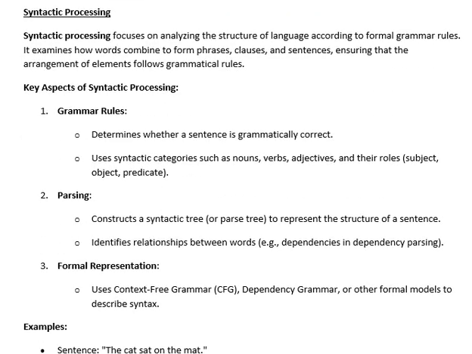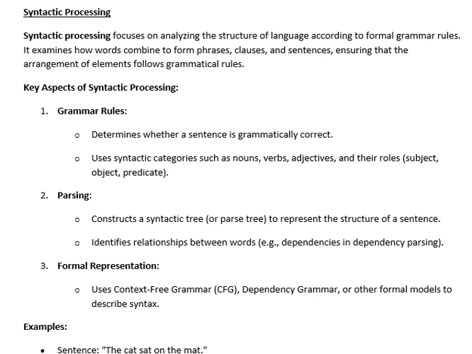Now, what are the key aspects of syntactic processing? The first one is grammar rules. It determines whether a sentence is grammatically correct, and uses syntactic categories such as nouns, verbs, adjectives, and their roles, subject, object, or predicate.